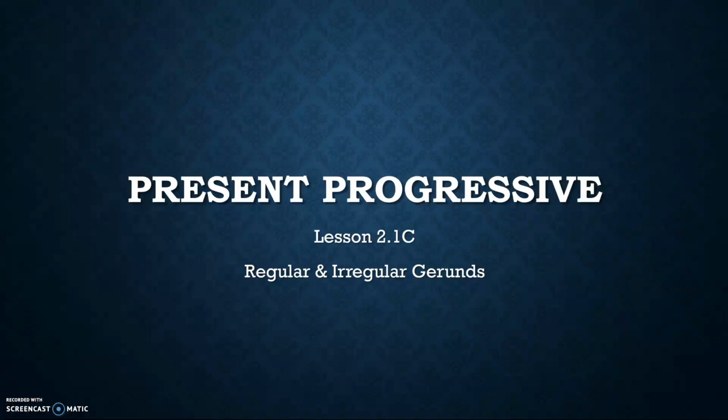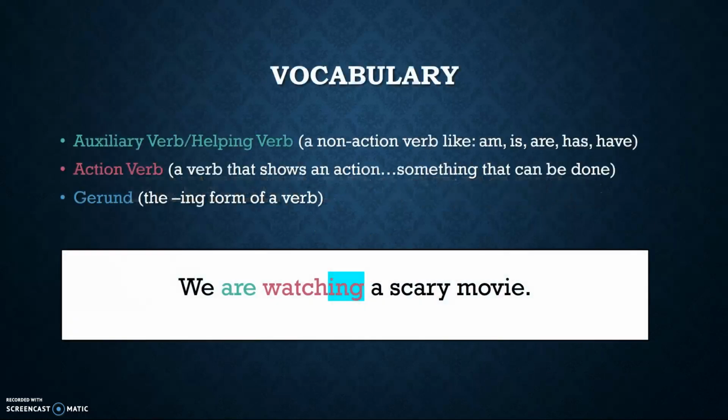Welcome to Lesson 2.1c on the present progressive, which deals with both regular and irregular gerunds. Before starting this lesson, it's important to know some vocabulary terms that are going to be mentioned often within this lesson. The first term is an auxiliary verb. That's also known as a helping verb. It's a non-action verb such as am, is, are, has, and have.